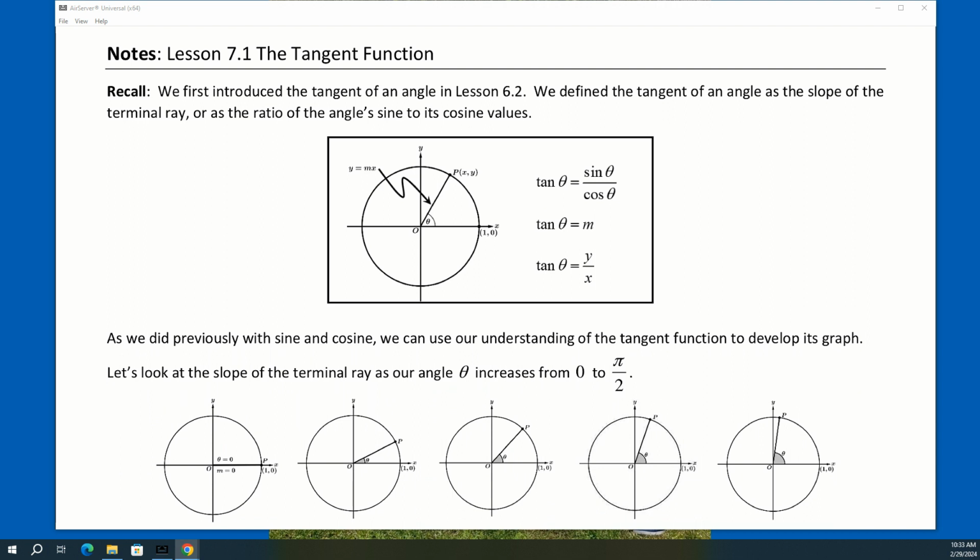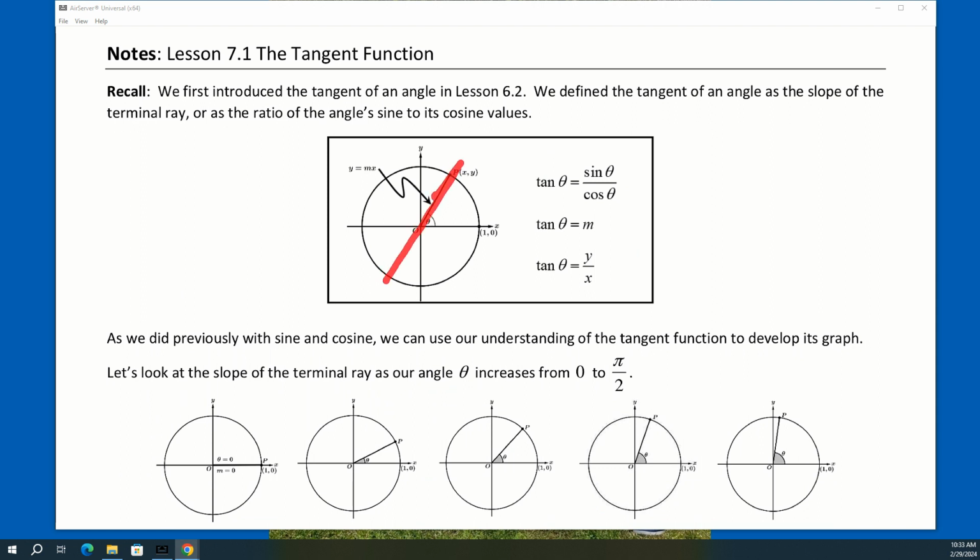We first talked about tangent of an angle in lesson 6.2, and then we didn't do anything else with tangent. We just focused on sine and cosine. But we did learn that if you want to find the tangent of an angle, you can divide the sine by the cosine of that same angle, and it gives it to you. We also learned the tangent of the angle matches the slope of the terminal ray.